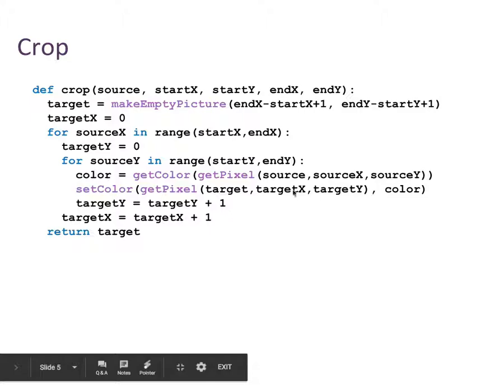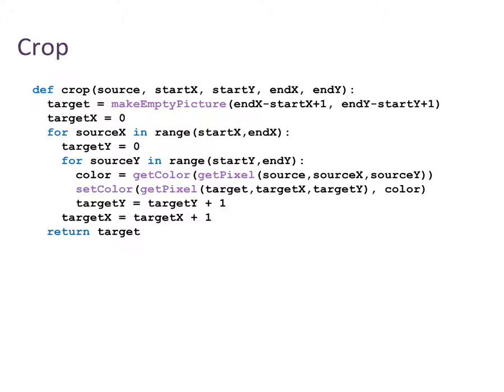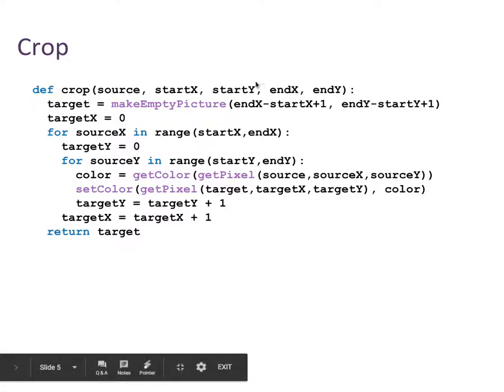And then the crop code just looks like this. We pass it a source, and that's the image. It's actually the image object, a picture object, not the name of the file. We pass the pixel positions where we want to start copying and where we want to end copying, to crop our picture, and then we create an empty picture to copy the pixels onto. We start at 0, 0 in the target, and this code looks just like the copy function.